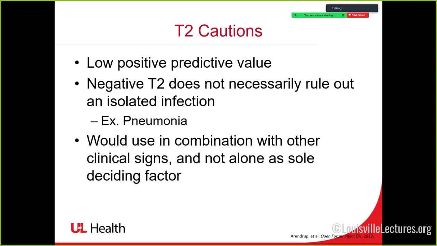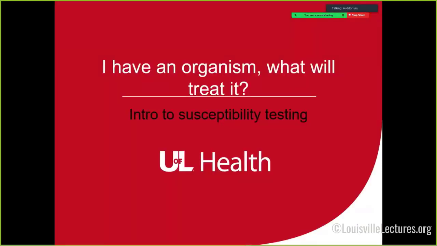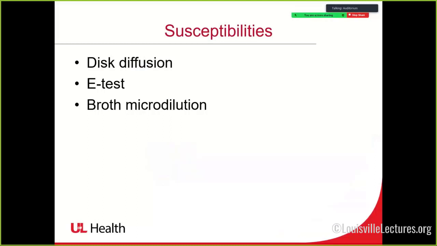All right. I'm going to move through susceptibilities. This is an intro to susceptibility testing. We'll go through it very quickly, but this is why you have to wait for susceptibilities, right? You get your organism, and you're wondering how long it's going to take until you get your susceptibility result. There are 3 main ways we do susceptibility: disk diffusion, e-test, and broth microdilution. I'll go through each of these. They're all important in their own ways.